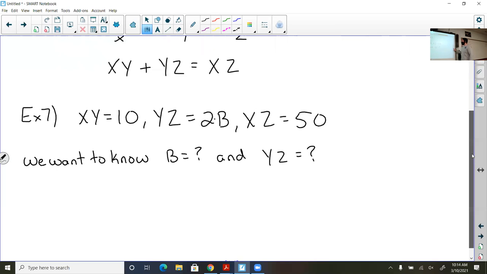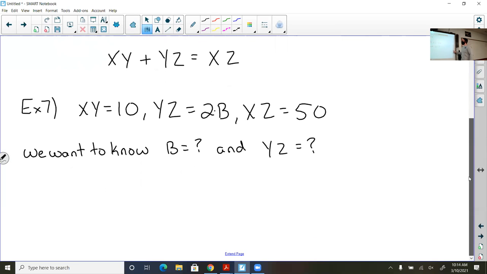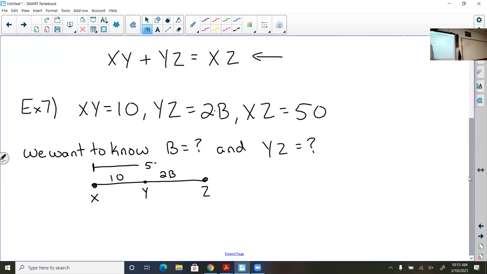So I'm going to draw the same picture that I have above, and I'm going to use this equation to help me solve it. So I have x and z, I have y somewhere in between, and the problem says that xy is 10, yz is 2b, and the entire thing is 50.